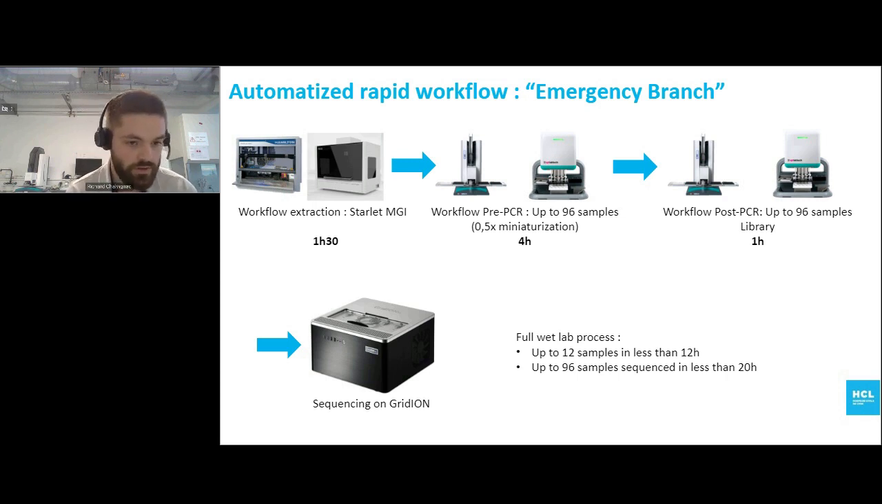We perform the sequencing steps on the GridION from Nanopore Technologies, and the full wet lab process and the sequencing for up to 12 samples would take less than 12 hours, and up to 96 samples would take less than 20 hours. So this is like the rapid branch of our lab.